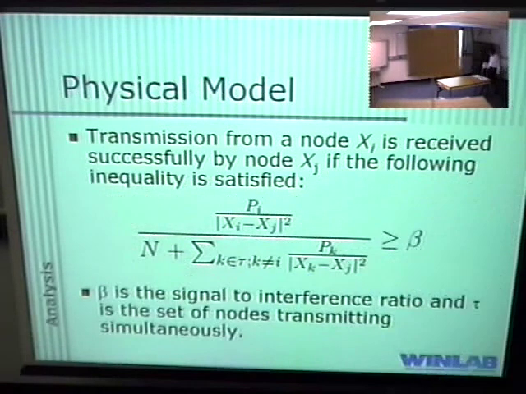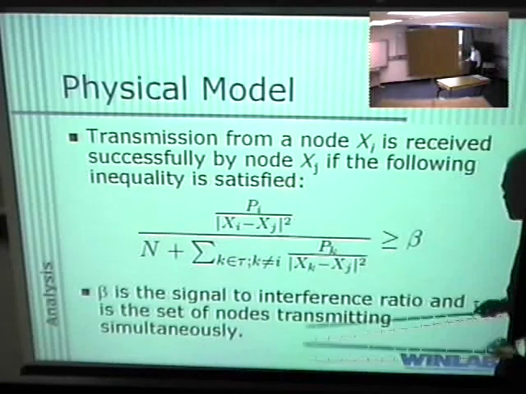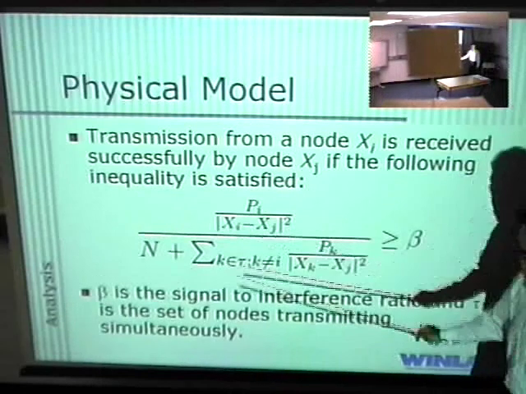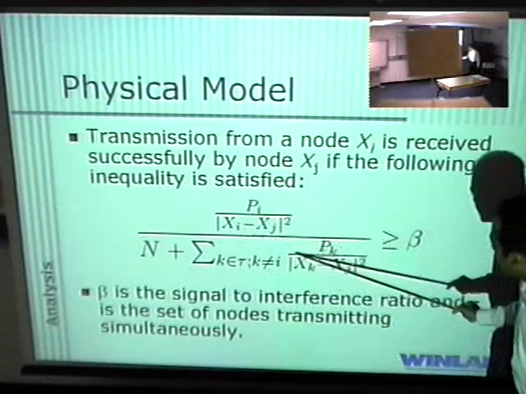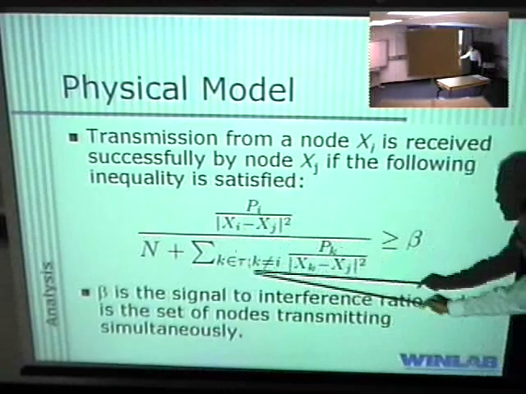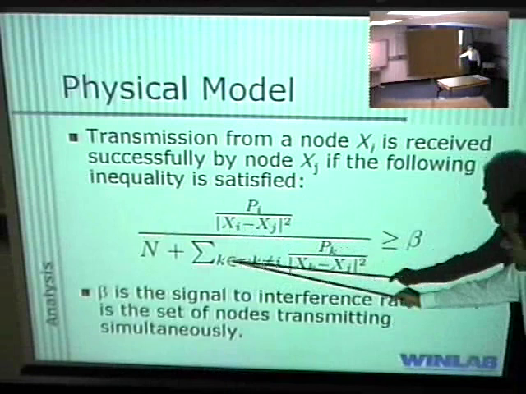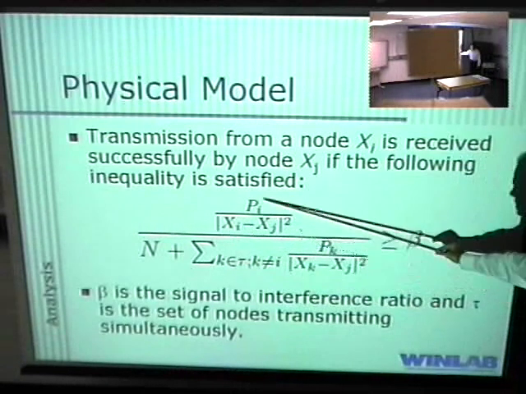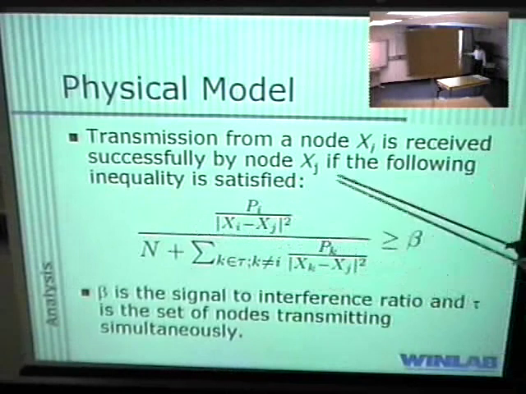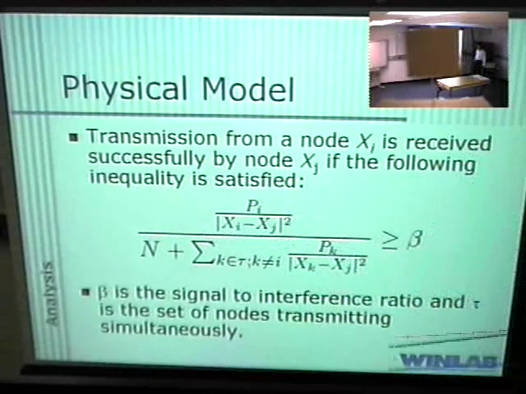Namely, at any given time, only a single receiver. If xj is our receiver and xi is the transmitter, then xj receives the signals from xi, but every other transmission from the k minus 1 other nodes is perceived as noise. And this signal divided by noise, the signal to interference ratio, should be greater than beta. Based on this, the analysis is performed.